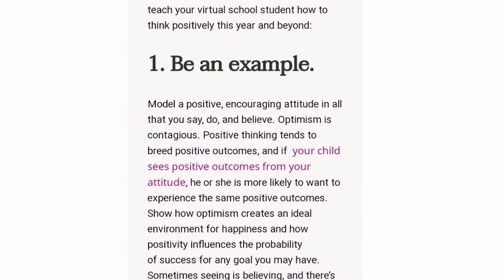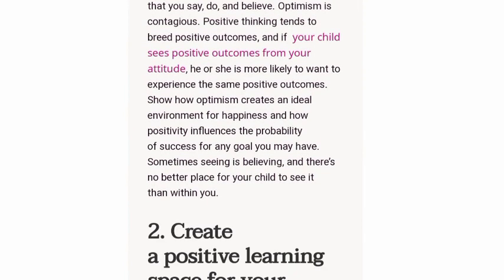Model a positive, encouraging attitude in all that you say, do, and believe. Optimism is contagious. Positive thinking tends to breed positive outcomes. And if your child sees positive outcomes from your attitude, he or she is more likely to want to experience the same positive outcomes. Show how optimism creates an ideal environment for happiness and how it positively influences the probability of success for any goal you may have. Sometimes seeing is believing, and there is no better place for your child to see it than within you.